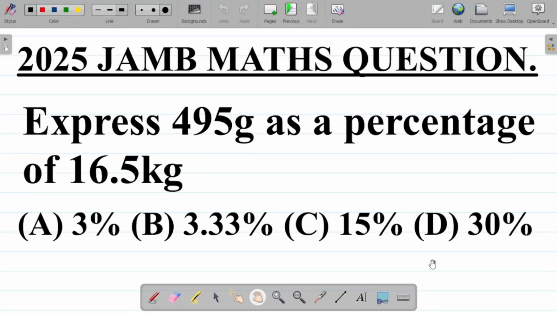Let's look at yet another JAMB 2025 mathematics question. The question here says: express 495 grams as a percentage of 16.5 kilogram. Okay, how do we solve this question?